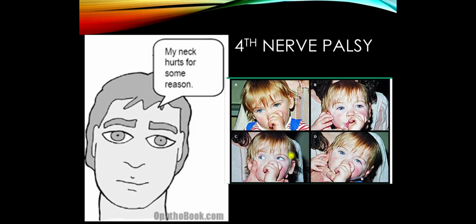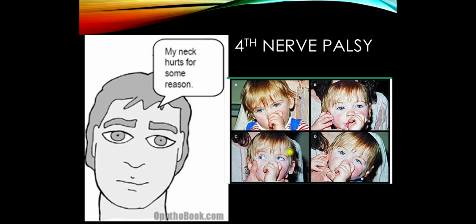Okay, but what you notice here, the child tries to look over here at something, and remember, what does the fourth nerve do when the eye is in the adducted position? It depresses the eye. So in looking this direction, this eye doesn't get pulled down, it gets pulled up. Okay, so it becomes disconjugate in that position.